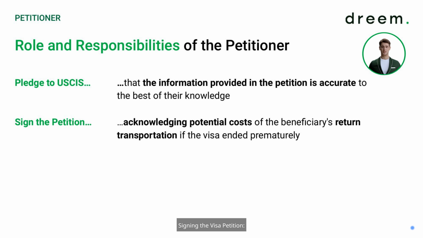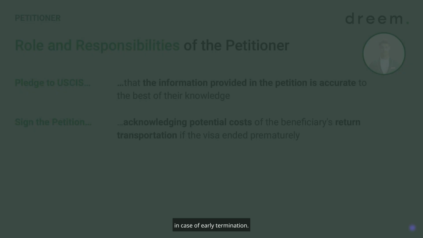Signing the visa petition. The petitioner must sign the visa petition, along with a statement acknowledging potential costs of the beneficiary's return transportation if the visa ends prematurely. This is a formal acceptance of responsibility in case of early termination.